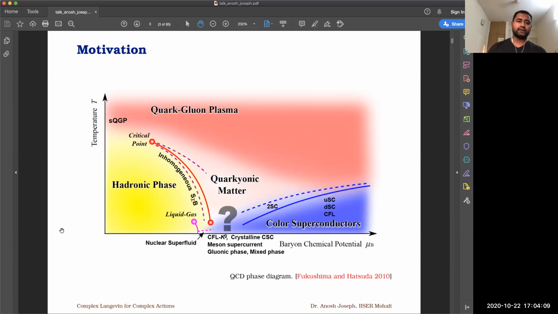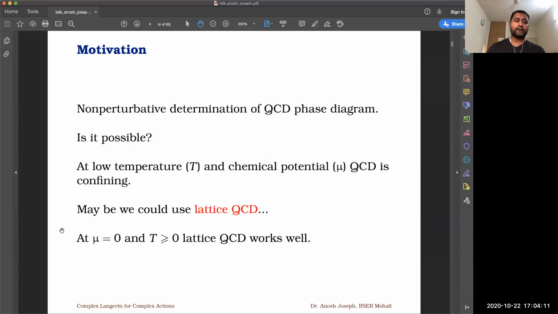methods, the QCD phase diagram. So the question is the non-perturbative determination of the QCD phase diagram. Is it possible? At low temperature and chemical potential, QCD is confining. We know that. So maybe we could use lattice QCD. At zero chemical potential and finite temperature, lattice QCD works well.